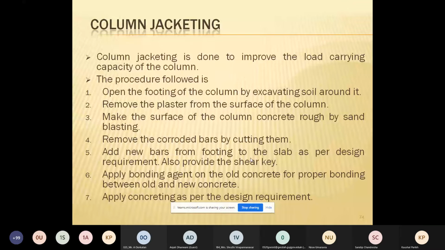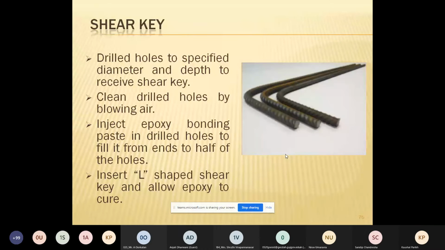The shear key which has been shown in the image, you have also seen in the video. Where it is to be provided, first of all, we have to provide drill holes to the specified diameter and depth to receive a shear key. Clean the drill hole by blowing air. Inject the epoxy bonding paste in the drill holes to fill them from the ends to half the holes. Insert the L-shaped shear key and allow the epoxy to cure.